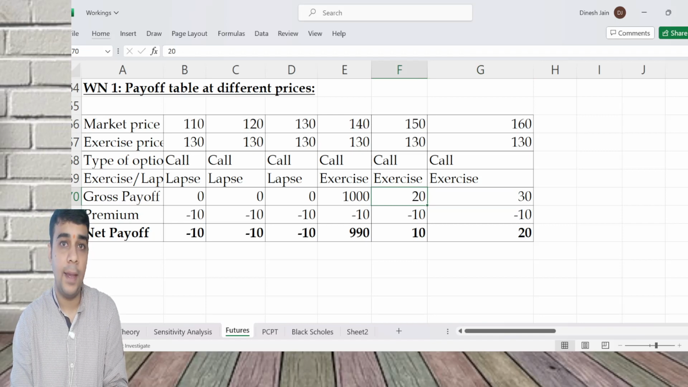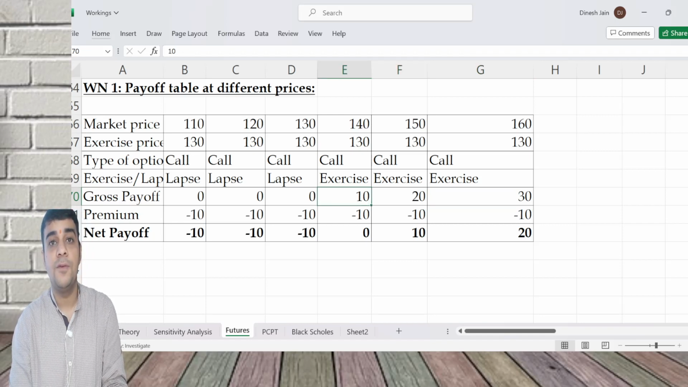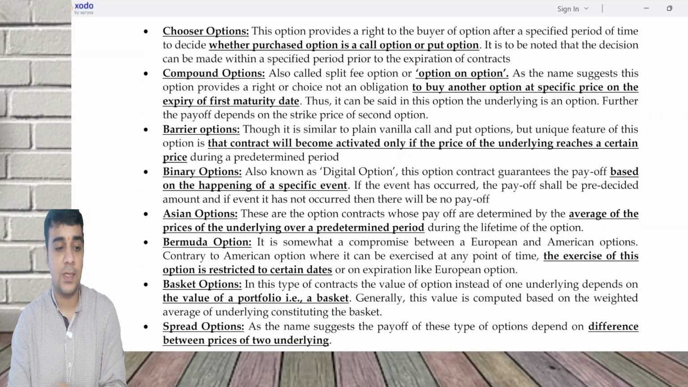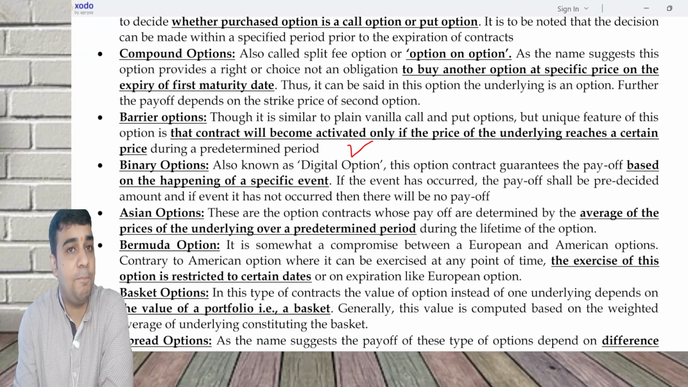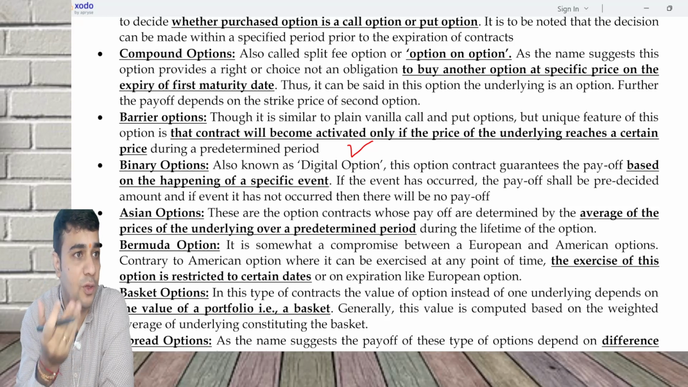This is called a binary option, where I am going to pay a fixed amount, whatever is the decision. Then it's like a bet. You win the bet, I'll have to pay 1000. You lose the bet, I'll pay 0. That's all. You are paying premium on day 0 and you are done with your work. So the first type I'm discussing is binary option, also known as digital option. The option guarantees the payoff based on the happening of a specific event. If the event has occurred, the payoff will be a pre-decided amount. If the event has not occurred, there will be no payoff. It's purely like a bet. I can say it is going to rain today. If it rains, you have to pay me 1000 rupees.